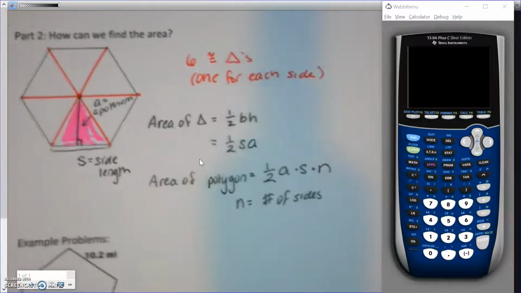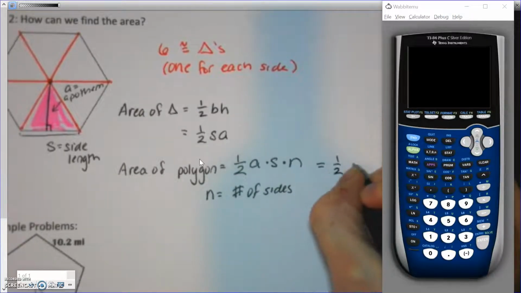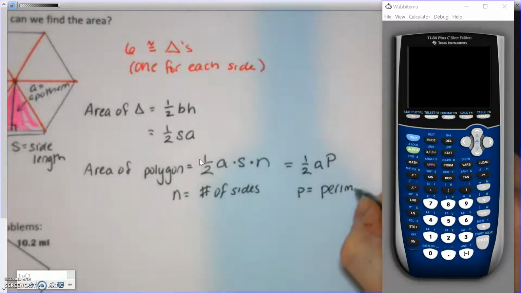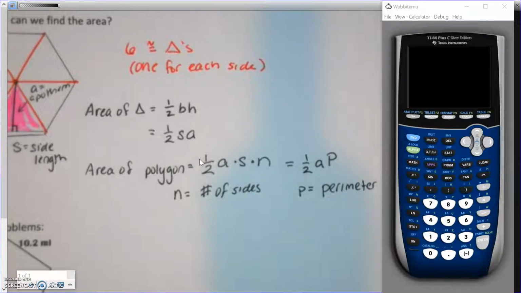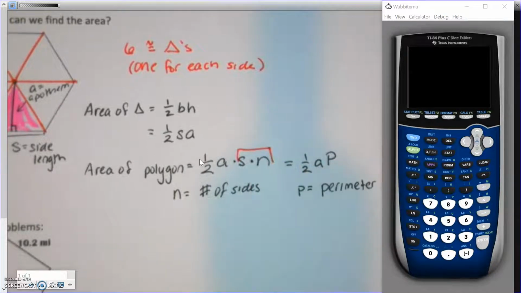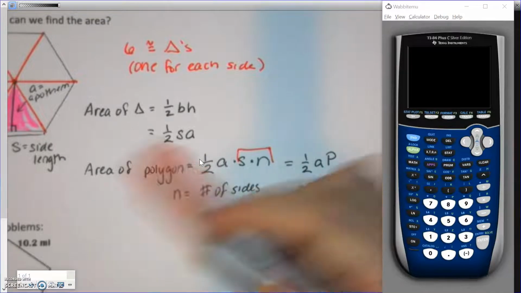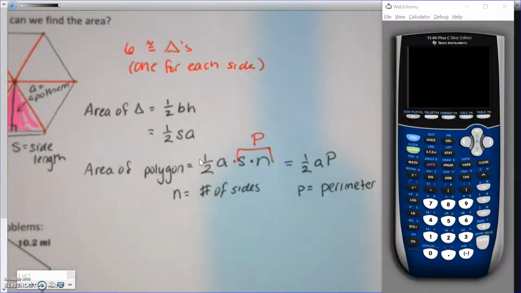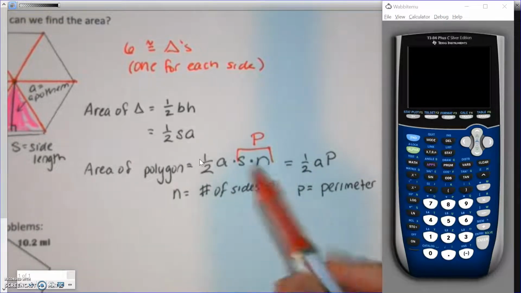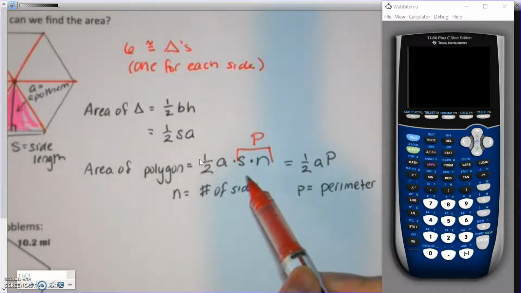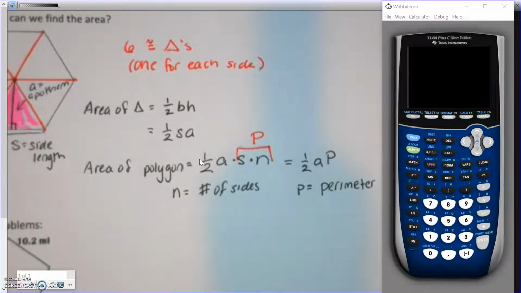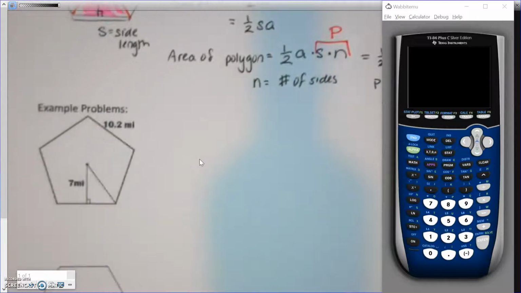Now you might also see this formula written 1/2 the apothem times the perimeter, where P is our perimeter. And that's just because this right here, that is literally what perimeter is. It's the side length times the number of sides that you have. So that is perimeter. And you can see it written both ways. I kind of like this method just because it takes one calculation out, but this one might be easier to remember.